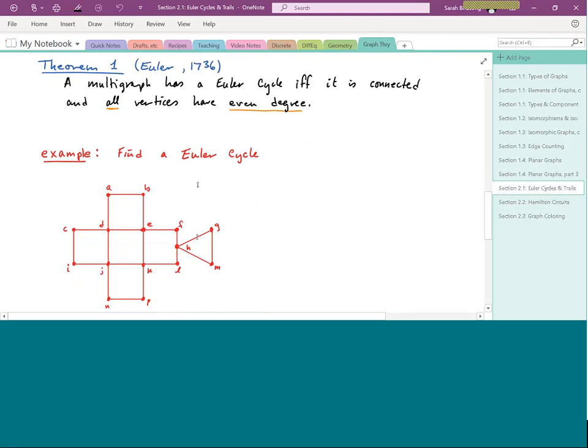So what we want to do is we want to see if we can find an Euler cycle. But before we start doing that, what do you guys think? Does it look like an Euler cycle should exist? What do you guys think?